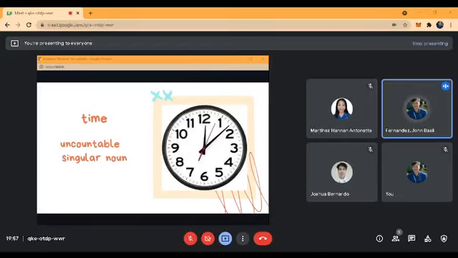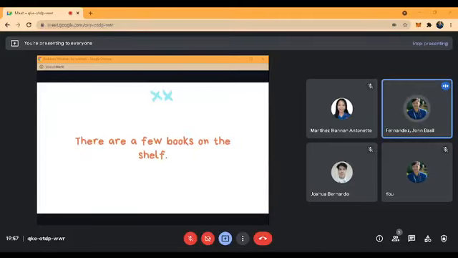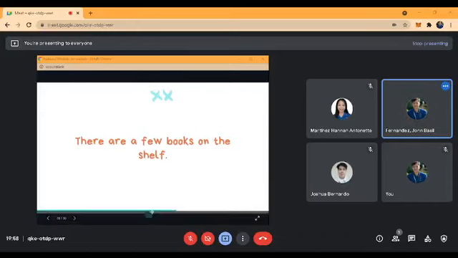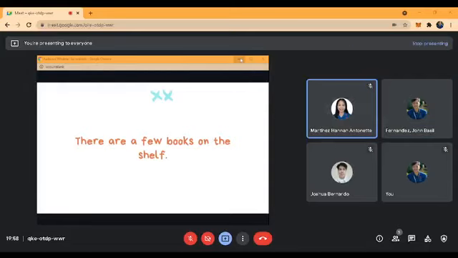Now, let's proceed to the next one. So I have here a sentence. Will someone please read? Yes, Hannah. There are a few books on the shelf. Thank you, Hannah. Now, what determiner is used in this sentence? A few books. A few.